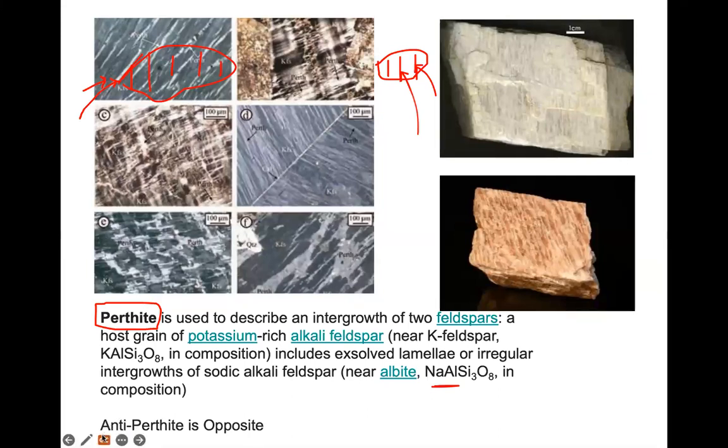There is another possibility, we call it antiperthite. In antiperthite, the host is, instead of K feldspar, albite, and there you can see lamellae of K feldspars. So that is what you call antiperthite, right? So perthite and antiperthite both represent exsolutions.